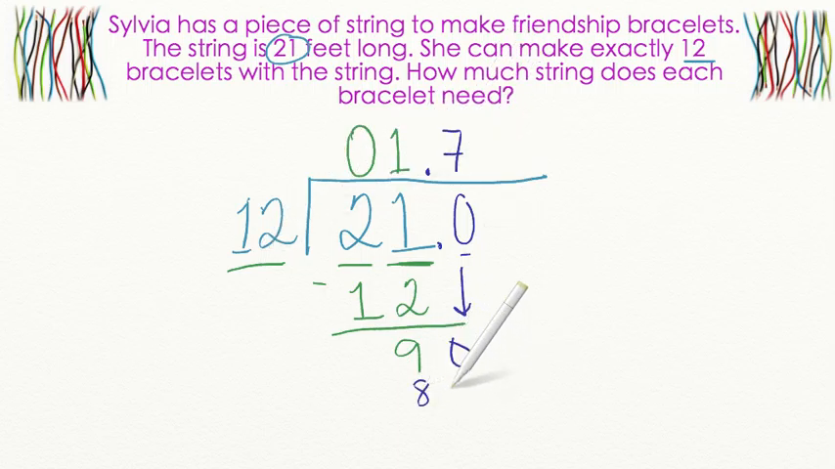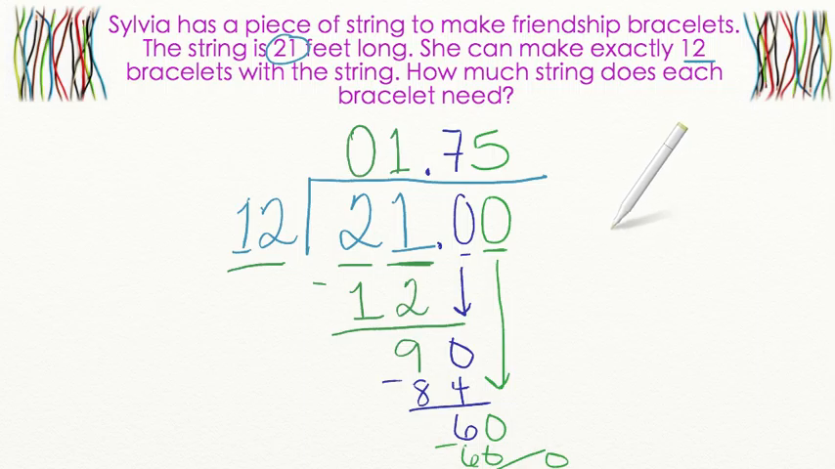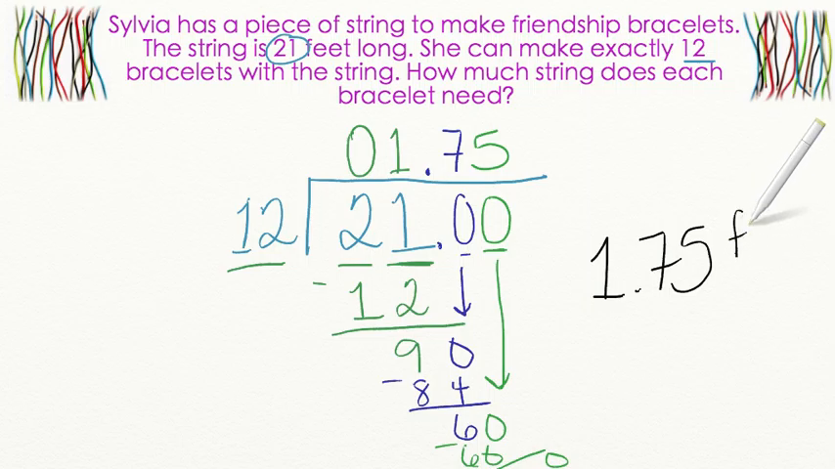12 times 7 equals 84, and when I subtract down, that gives me a remainder of 6. So I still have a remainder. That means that I need to go over to the hundredths place and add a 0 in my hundredths place. 12 can go into 60 5 whole times. 12 times 5 equals 60. And when I subtract out, that gives me a remainder of 0. So that means that 21 divided by 12 equals 1 and 75 hundredths. So each bracelet will need 1 and 75 hundredths of a foot of string to be created.